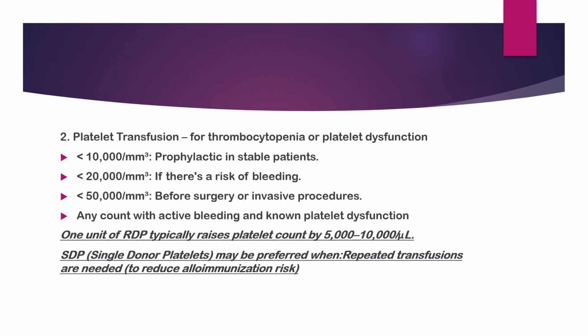So the second thing is platelet transfusion. In platelet transfusion, we are transfusing RDP or SDP. The reason is if the patient is having thrombocytopenia or platelet dysfunction. The normal range of platelets is 1.5 lakh to 4.5 lakh. In thrombocytopenia, the platelet count is less than 1.4 lakh.